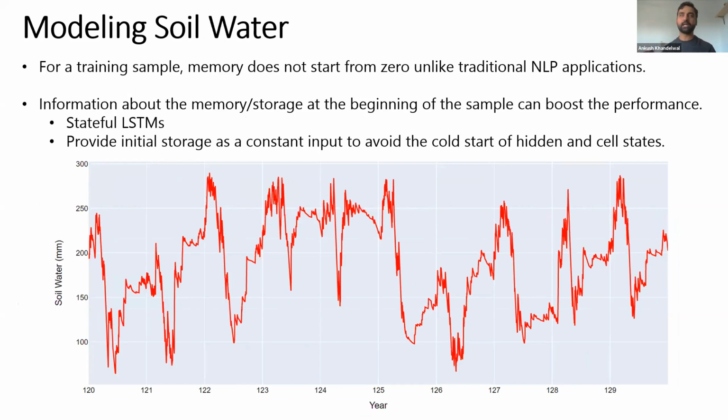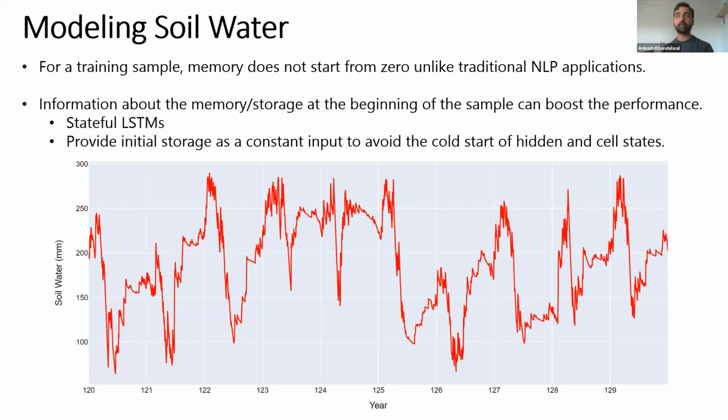So we tried to do the same thing. While training, we took the sequence length to be 180, which is half a year. For any given sample, we provided the soil water value on day 1 of that sample, and then just copied it for the rest of the sample. So basically what we are telling the machine learning model is that this is the value that's present today, now simulate soil water from here.